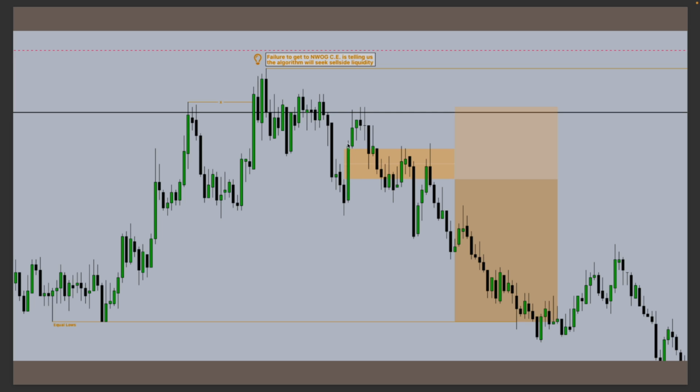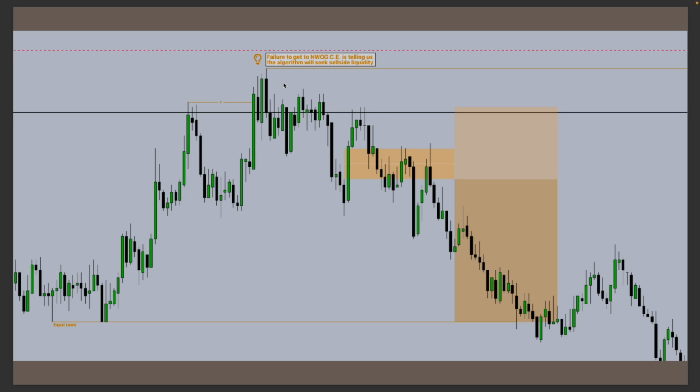We have this large BISI. It fails. Do any bodies close above it? No. That's what you want to see. You can put your stop above this high. You could have done a stop with a candle close above this inversion again, and it delivers to our target beautifully. So these are the type of setups that I love, right?